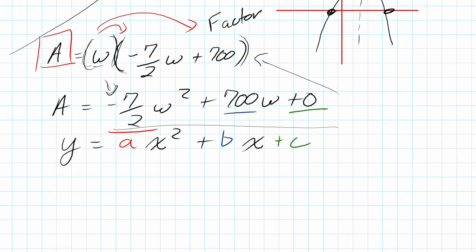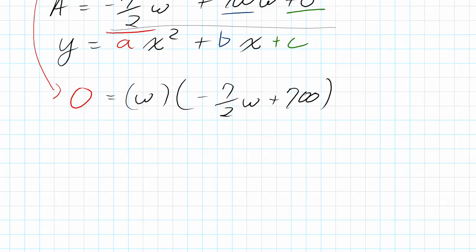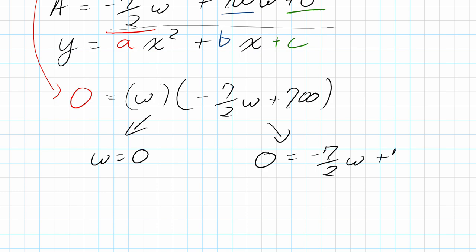So what we're going to do is set the area equal to 0, and we get W as one of the factors, and the other factor is negative 7 over 2W plus 700. When we set it equal to 0, one of these factors has to be 0. The only way to multiply to 0 is by multiplying by the number 0. So we're going to get W is equal to 0, a width of 0, which doesn't make sense. That definitely can't be our answer. And we get another answer of 0 is equal to negative 7 over 2W plus 700.